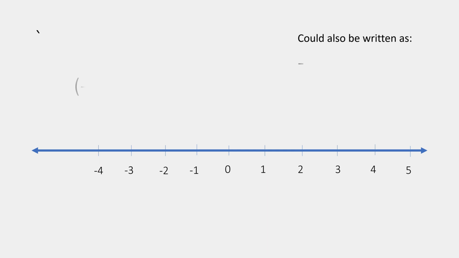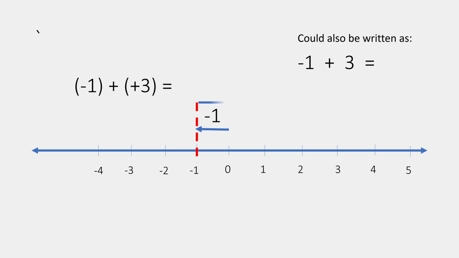This time, it's going to be -1 and a +3. So -1, since it's a negative, it goes to the left once. We will start from -1, and a +3 will go to the right. So starting from -1, let's move 3 spaces. It ends on 2, +2.